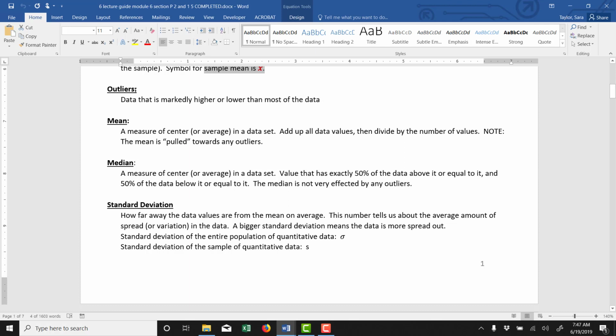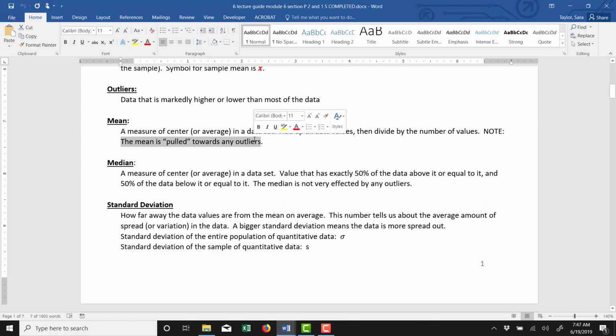An outlier, if you have a set of quantitative data, is a data value or values that are markedly higher or lower than the bulk of the data. Recall that a mean is found by adding up all the data values and dividing by the number of data values. And I did note here that a mean is pulled towards any outliers, and we'll talk about that in a moment. Median is a value that has 50% of the data above it or equal to it, and 50% of the data below it or equal to it.